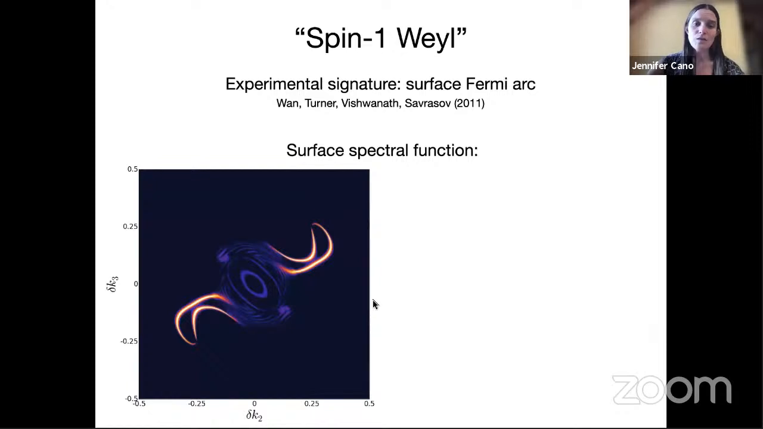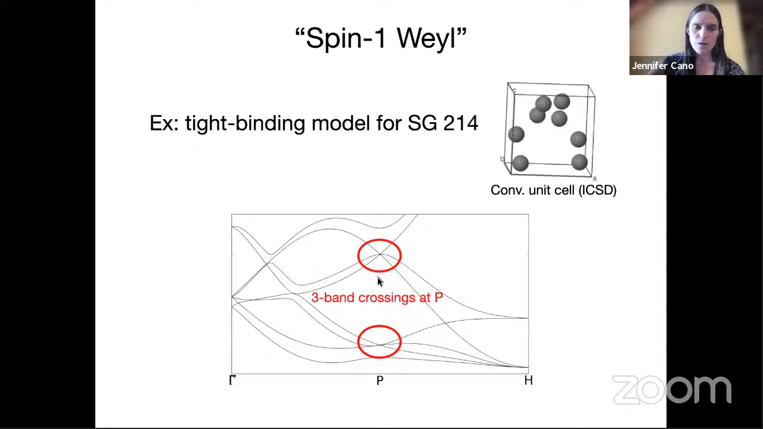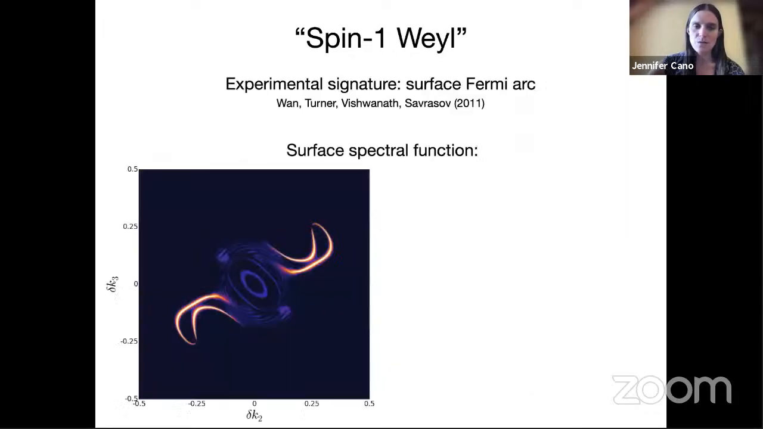And so then we can look at the surface spectrum. If we're moving from these P points inwards to gamma, there's a lot of states in here, and so that's what this tornado of states is. This point is the projection of the P point. And so we can very clearly see that we get two Fermi arcs coming out of this point. And that's because these spin one Weyls are, like I said, a charge two source of Berry curvature. So they'll always give us two Fermi arcs.